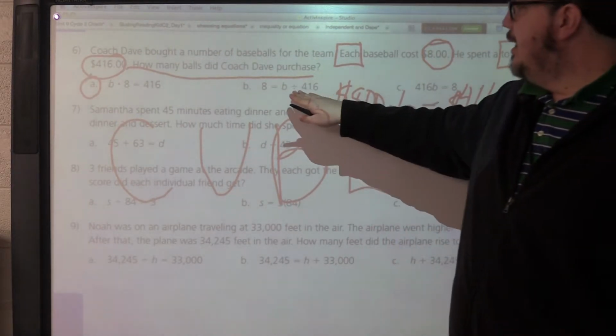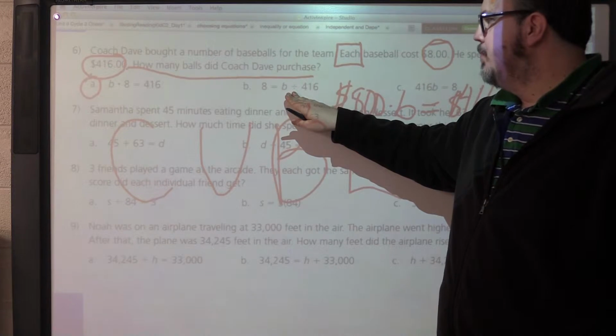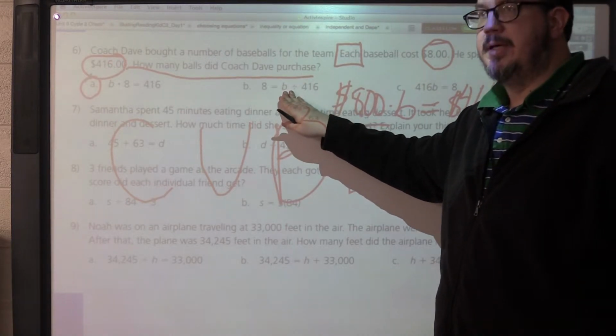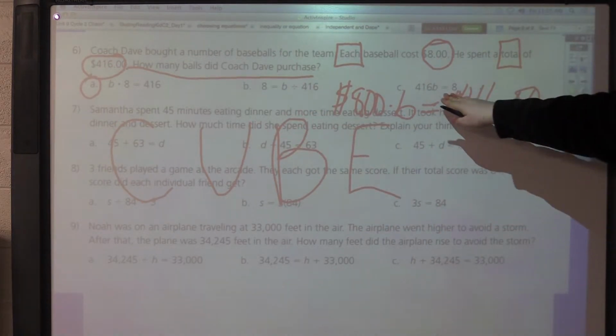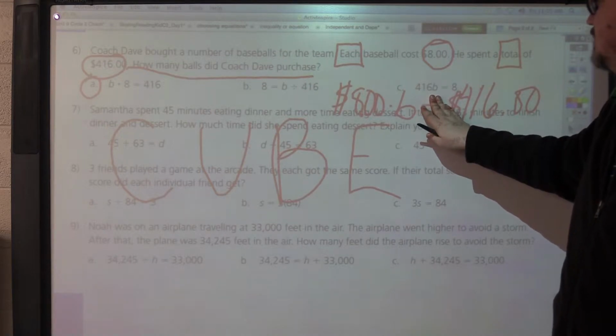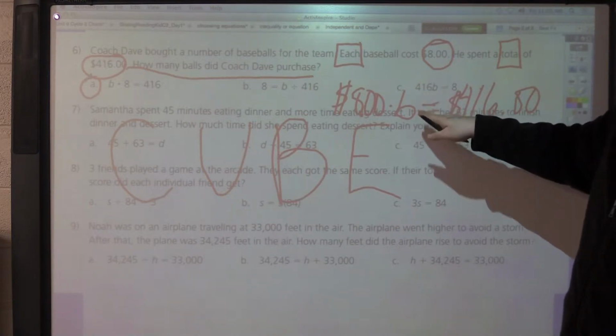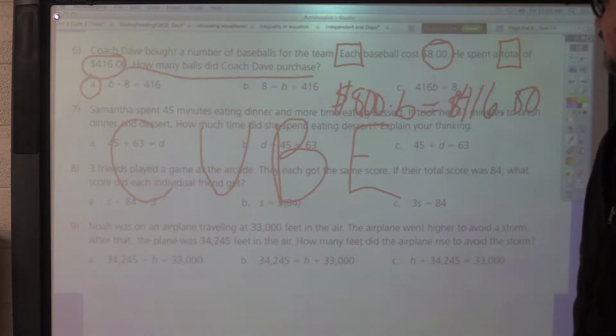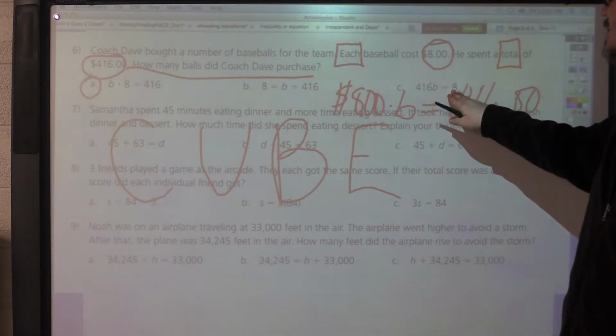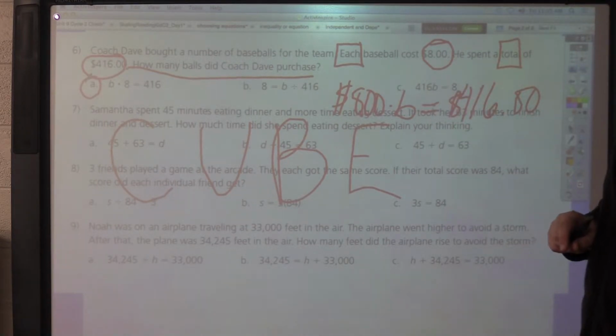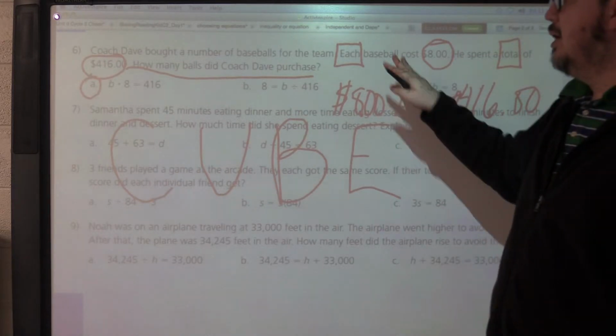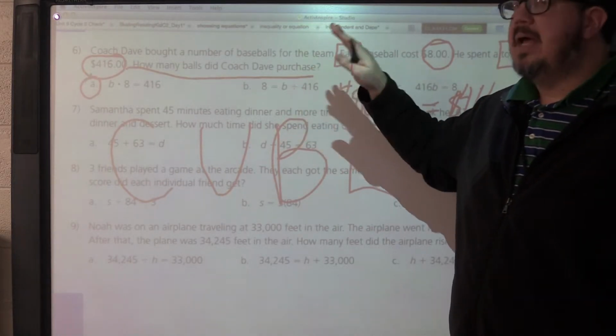If I look at B, I see that they have division, and I know that's not going to be it. When I look at C, they have the 416 times the B for the variable, standing for the balls, equals 8. So I know this is not going to be correct. The best choice, based on how this was written, would be A.